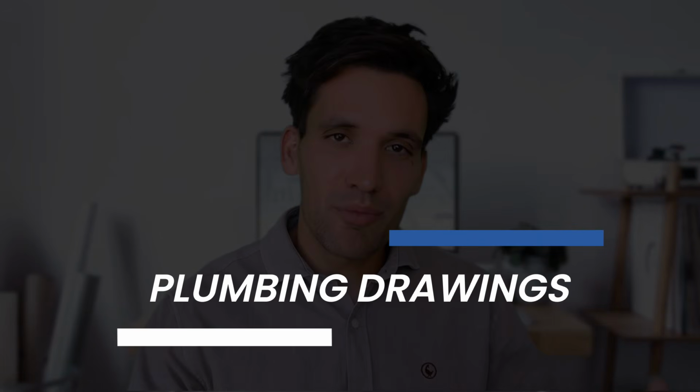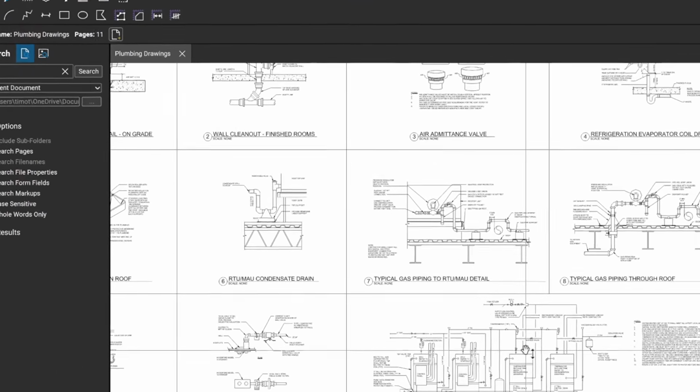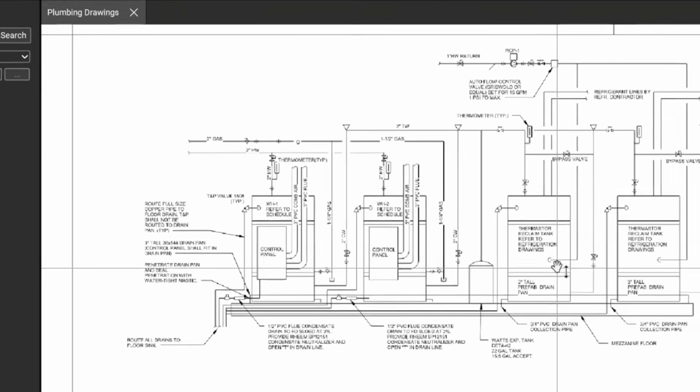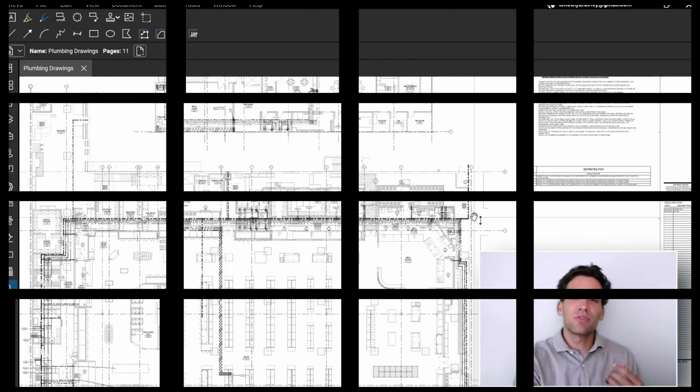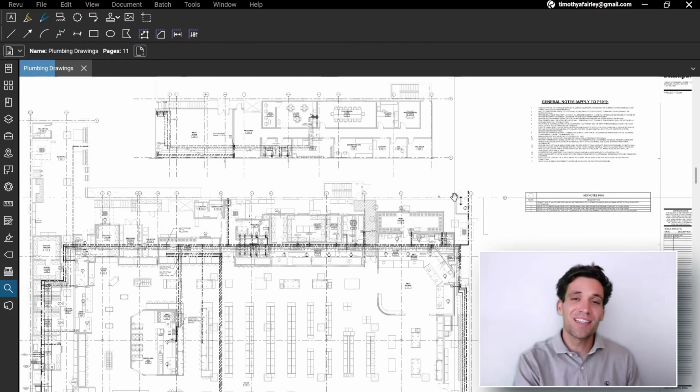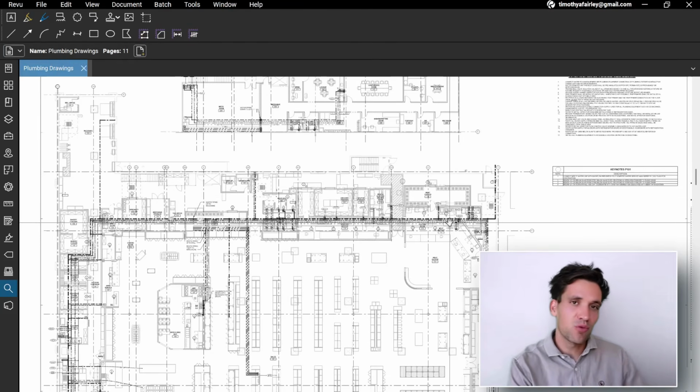Here's how to read plumbing drawings explained simply, step by step. As you already know, plumbing deals with the flow and distribution of water, but let's start by breaking it down into the core systems. So first up, we've got domestic cold water, which is the supply of fresh drinking water to taps, toilets, sinks, whatever.